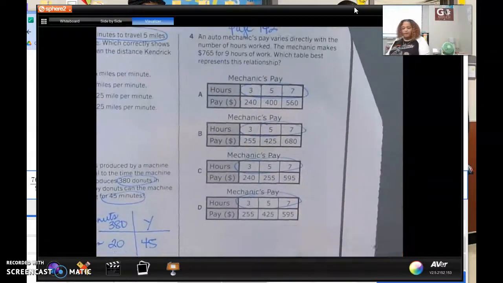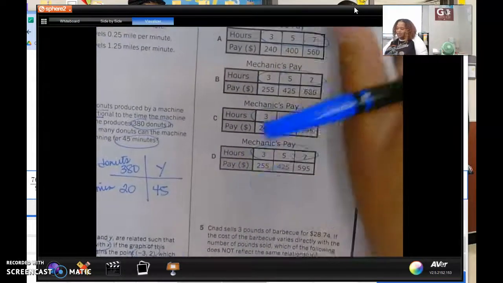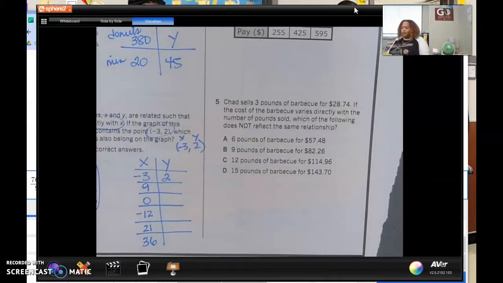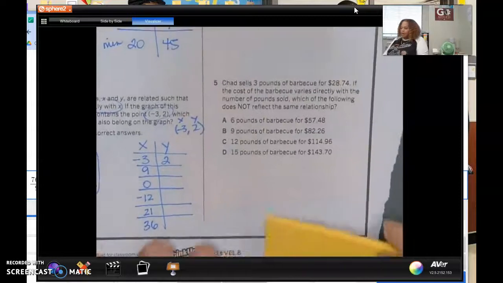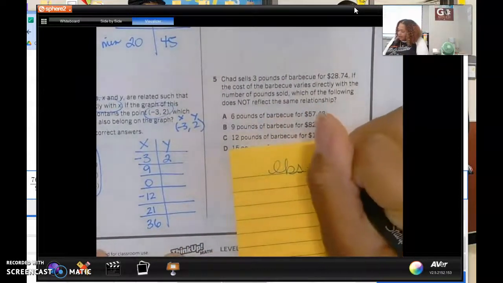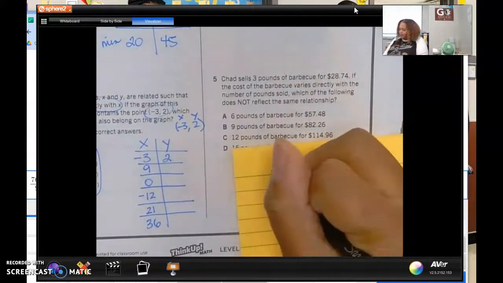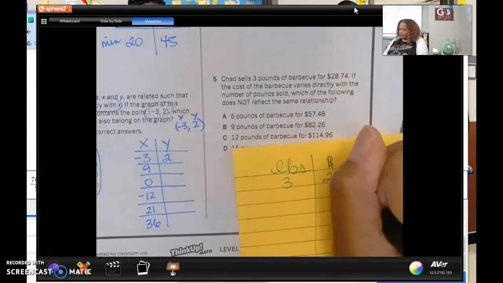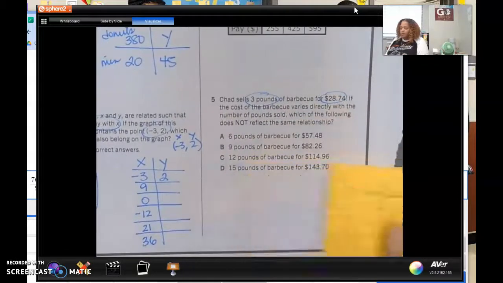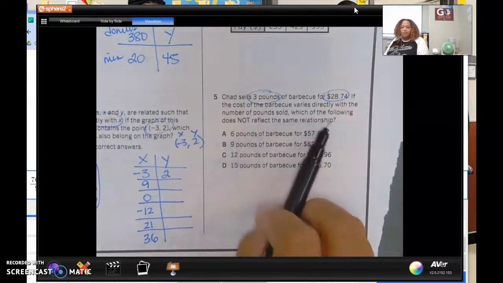whichever one is appropriate. All right, number 5, it says Chad sells 3 pounds of barbecue for $28.74. So I've got pounds, and then I've got cost. 3 of those pounds cost $28.74. Of course, it varies directly. Which of the following does not reflect the same relationship?